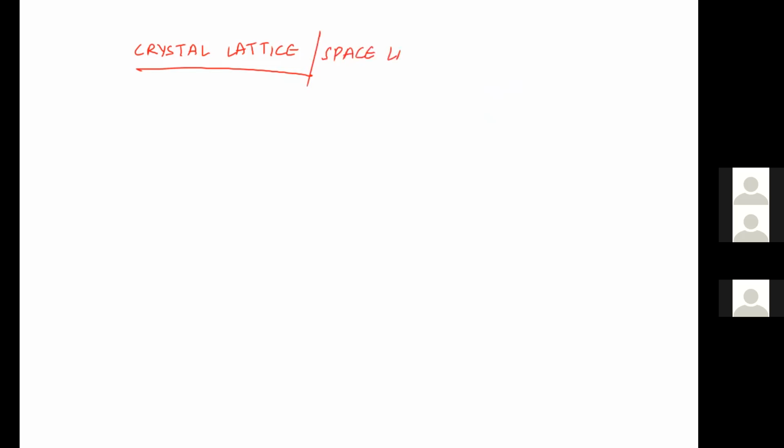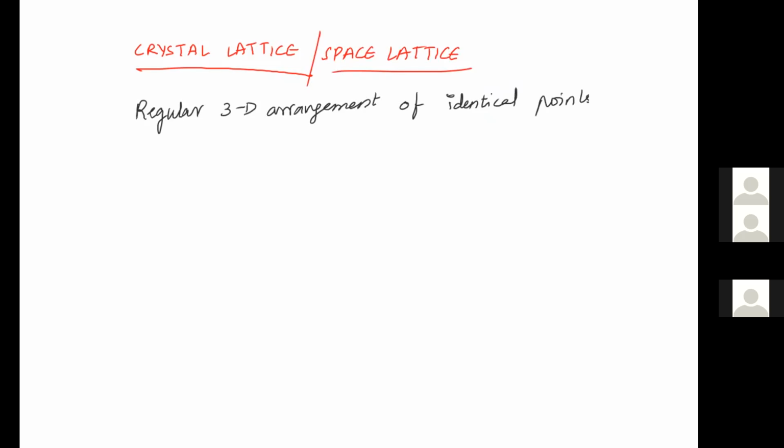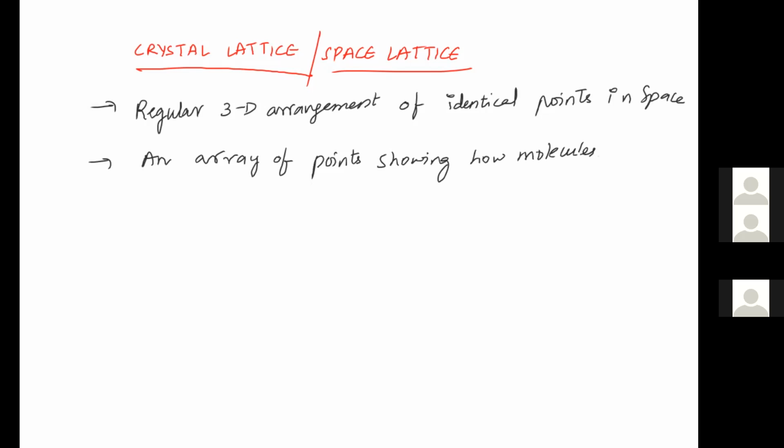A crystal lattice is also called a space lattice because these crystals are generally observed in a 3D arrangement. So what is the definition? A regular three-dimensional arrangement of identical points in space, or you can also say an array of points showing how molecules, atoms, or ions are arranged at different sites in 3D space.